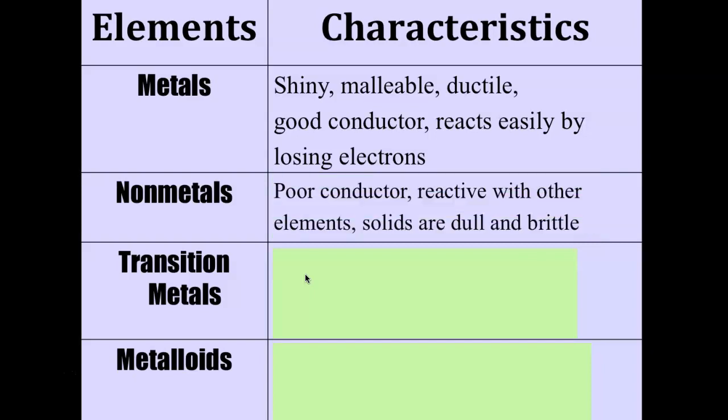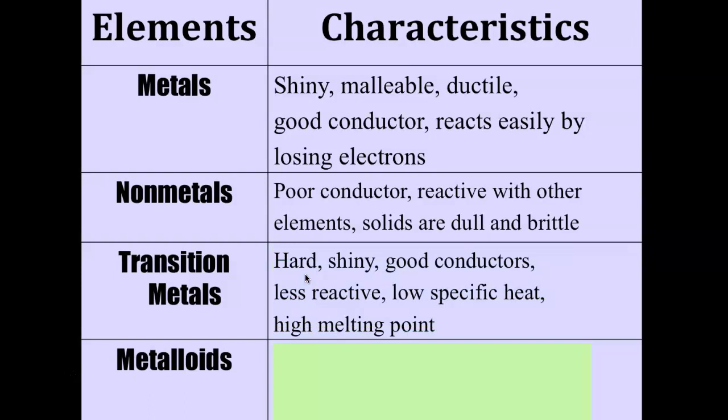The nonmetals, which we just reviewed today, nonmetals are going to be poor conductors. They are usually reactive with other elements because they are trying to gain electrons. And if they are solid, then they're going to be dull and brittle. But a lot of nonmetals are gases.